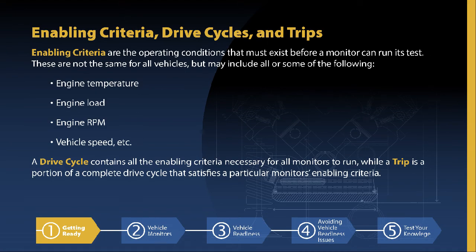Enabling criteria are the operating conditions that must exist for a monitor to run its tests. These operating conditions include engine temperature, load, and RPM, the vehicle's speed, and other factors that affect the operation and emissions of the vehicle. A trip is a portion of a drive cycle that satisfies a particular monitor's enabling criteria, while a drive cycle contains all the enabling criteria necessary for all monitors to run.